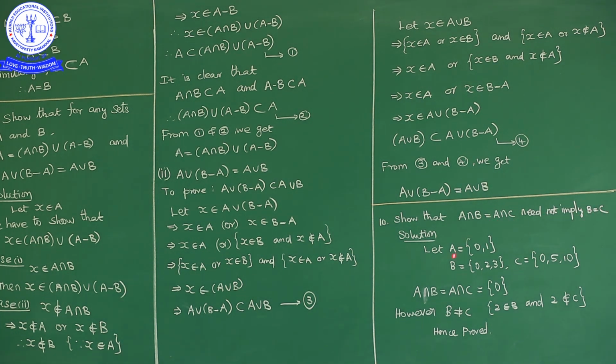You give any example. I will take an example like this: A as {0, 1}, B as {0, 2, 3}, C as {0, 5, 10}. Now, the intersection of A and B is what? 0. The intersection of A and C is also 0 only, the common element. So, A intersection B and A intersection C are both equal, but B is not equal to C because 2 is an element of B, but 2 is not an element of C. So, B is not equal to C. You can give any example, your choice.